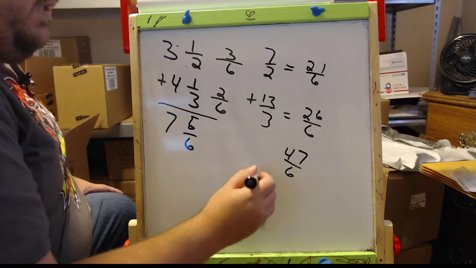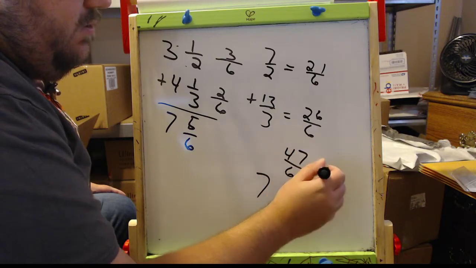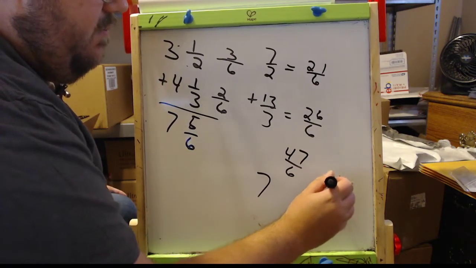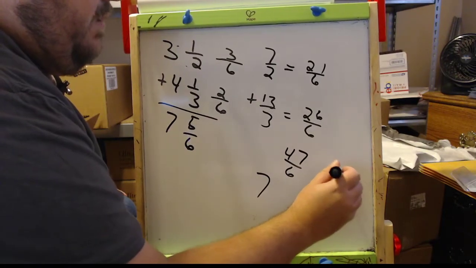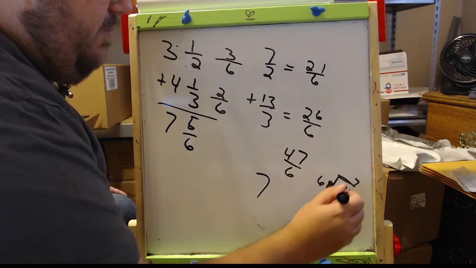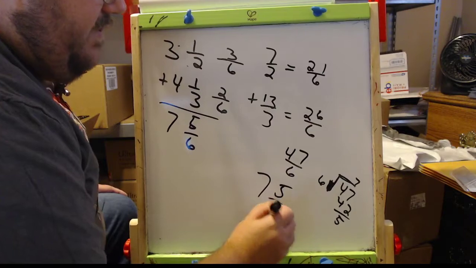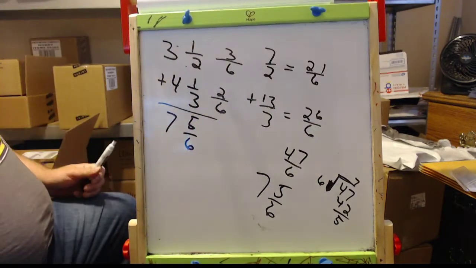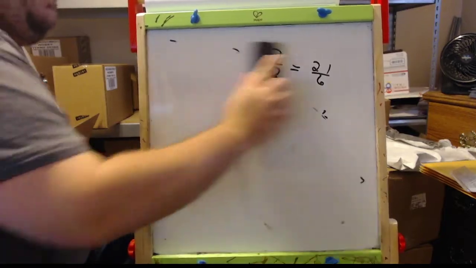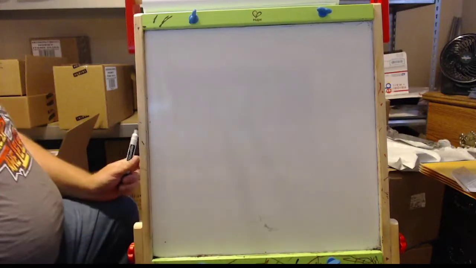6 goes into 47 7 times, which is 42. 5 left over, so I'm left with 7 5/6. So either way works with mixed numbers in both addition and subtraction. I prefer turning them into improper. It's just my little thing, but you could do it either way.